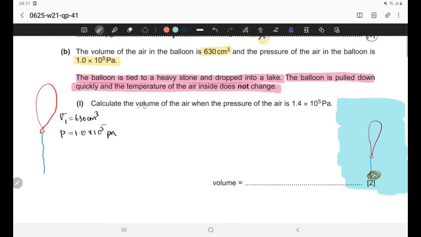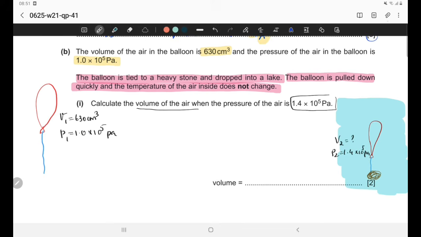Part 1. Calculate the volume of the air when the pressure of the air is 1.4 × 10^5 Pascal. So now the new pressure, which we can represent as P2, is given, that is 1.4 × 10^5 Pascal. As the balloon is inside the lake water, definitely the pressure will increase. So we need to find out what is the corresponding volume.